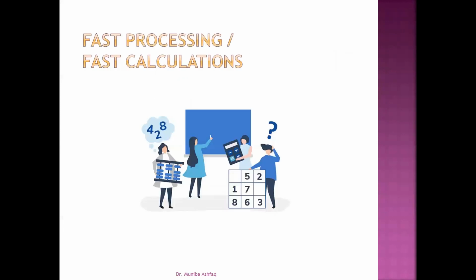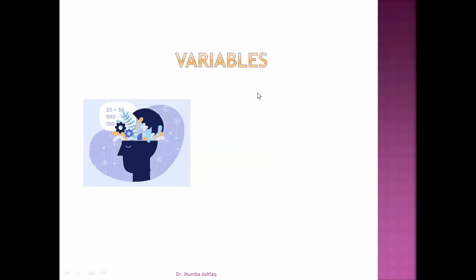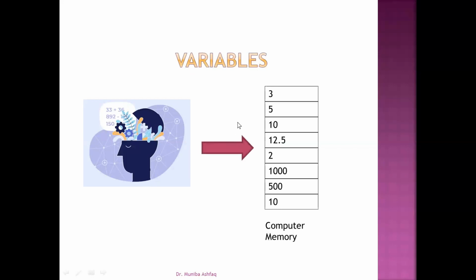The initial purpose of computers was to do fast processing and fast calculations that humans may take hours, days, and even months to do. It's human nature that whenever we are going to do some calculations, we have certain numbers in our mind, and then we have to add these numbers, subtract, or do certain types of arithmetic. Similarly is the case in terms of computers.